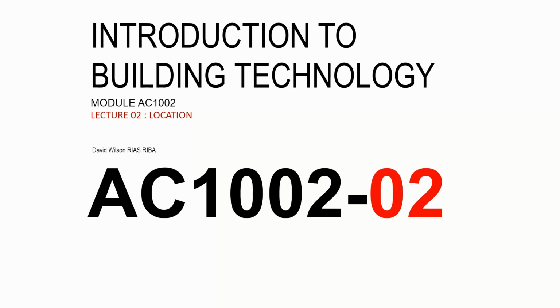Hello and welcome to the second lecture for AC 1002 Introduction to Building Technology. This lecture will be looking at location and how that might affect the choice of technology that we choose, and also how we might design buildings to particularly suit individual or different locations.